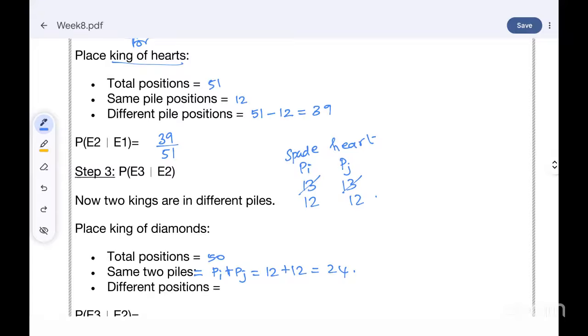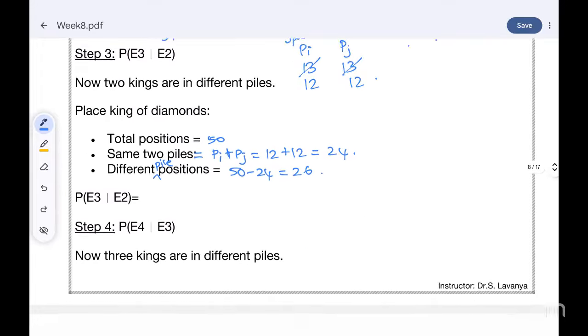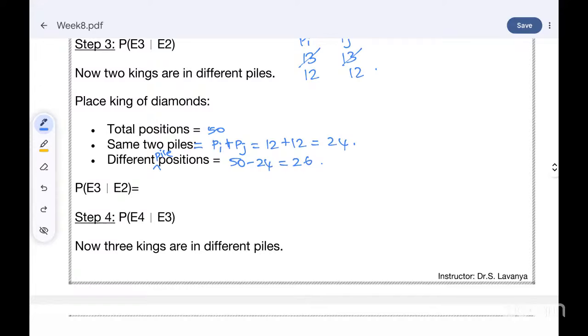And so what is the possibility of different positions? Different positions means different pile positions. If they are in different piles, then you have two more piles. So how many possible places are there? 50 minus 24. What is that? 26. Yes. So in this case, what is P of E3 given E2? E3 given E2 is 26 by 50. Is this clear?